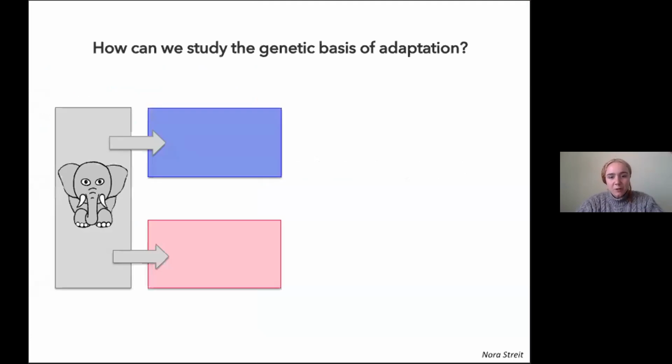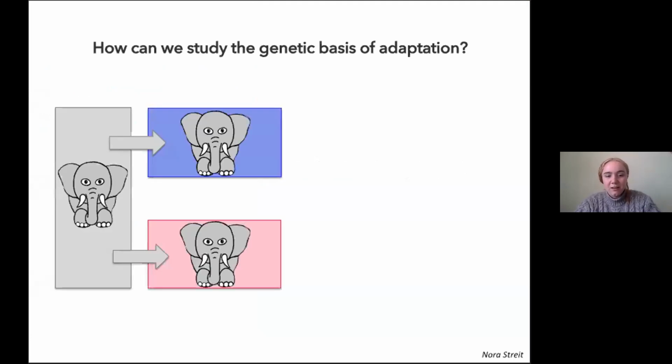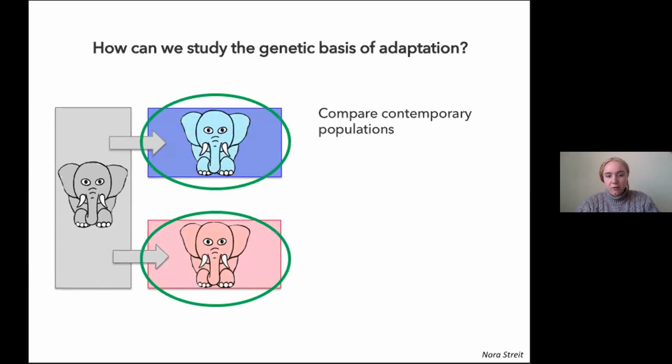Normally when we study adaptation, we look at an organism which adapted to different environments. And then one way to learn more about this adaptation is to compare contemporary populations to each other. But none of these contemporary populations is really the ancestral population, so we can just get ideas about how adaptation works based on these present day populations.